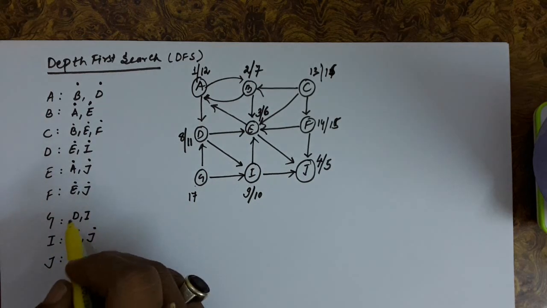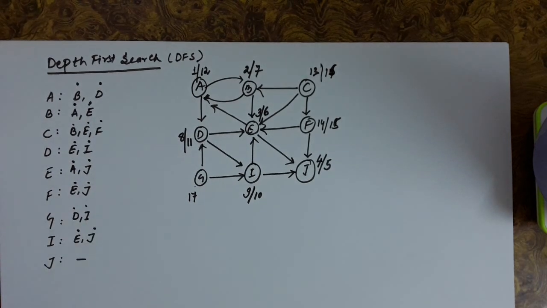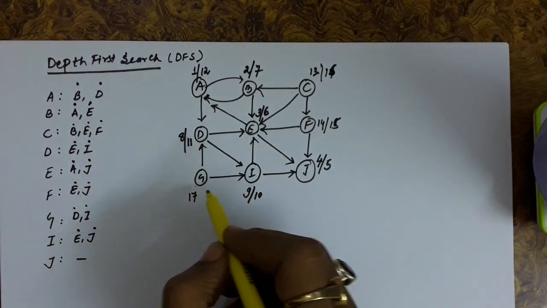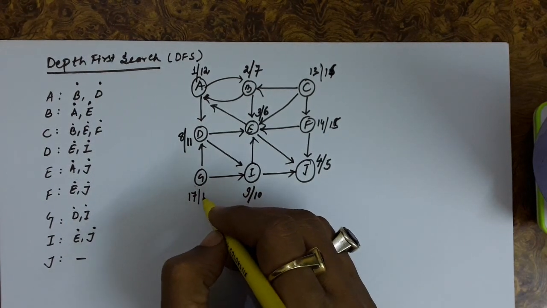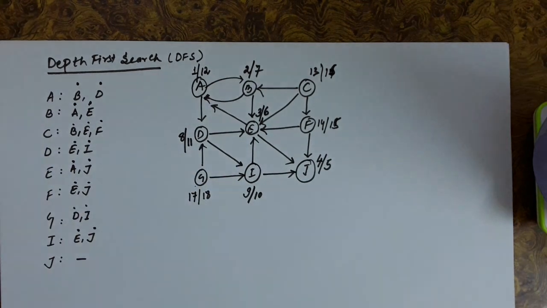Let us see the connections from G. These are D and I. D has got explored, I has got explored. So we will not be going any further from G. Let's finish it at 18 time. So we have explored every vertex. Now see what is the exploration sequence.